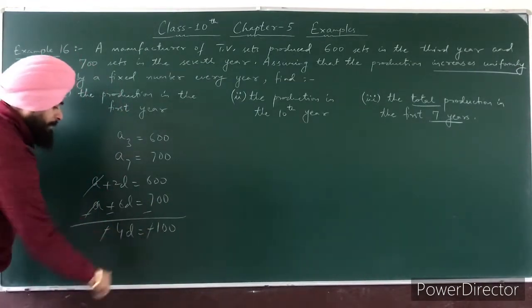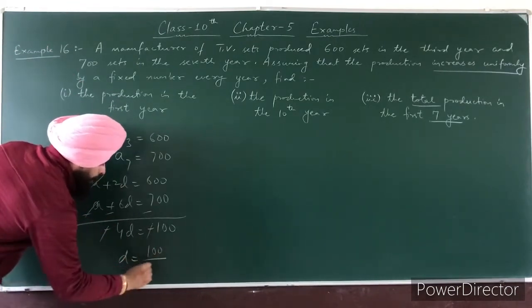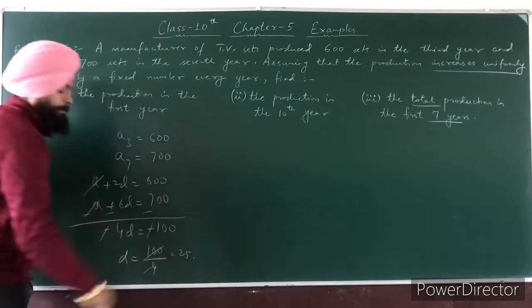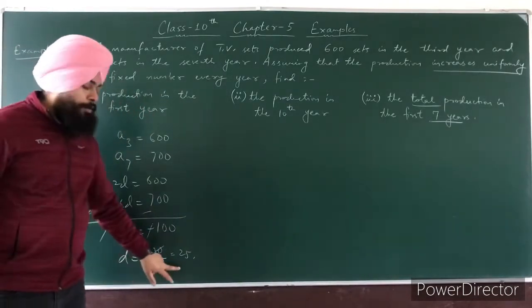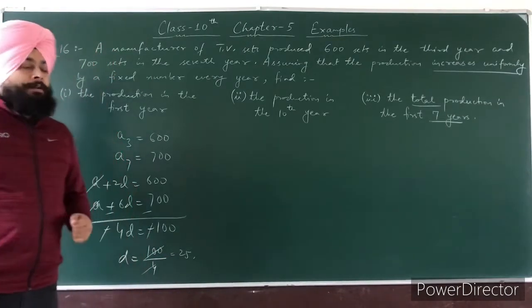Now negative sign cancel from both sides. So what is D? D is equal to 100 over 4, so it is cancelled with 25. So it means the D is equal to 25. So it means the common difference is 25. Alright.